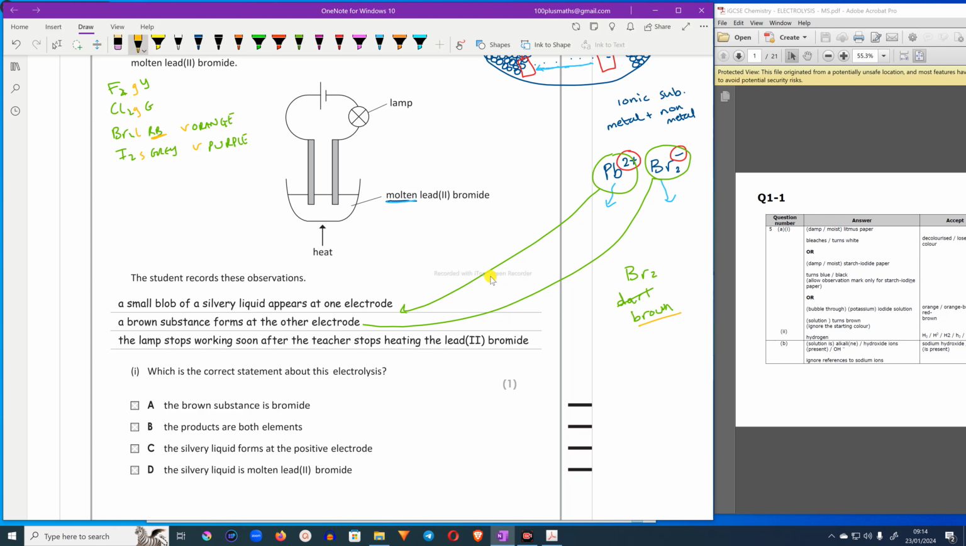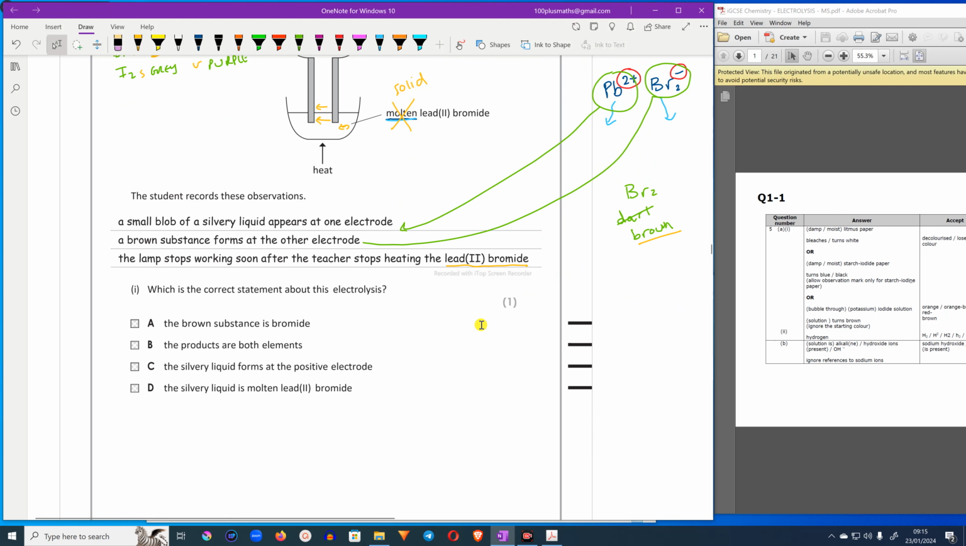Right, the lamp stops working after the teacher stops heating the lead bromide, because this then becomes solid. When it becomes solid, there's nothing to carry the charge across that gap. So electrons flow here and ions flow here. Once the ions stop flowing, they're just vibrating around a fixed point.